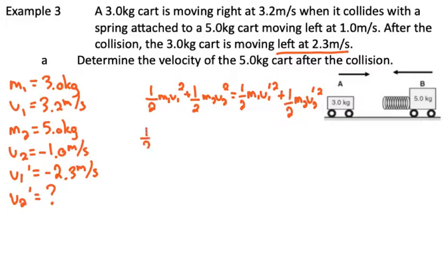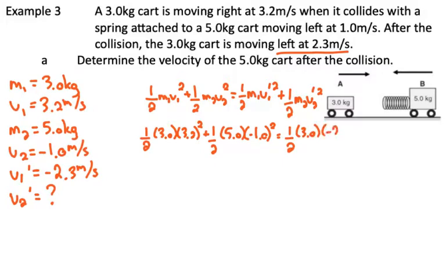Substituting in, m1 is 3 kgs, v1 is 3.2 meters per second, m2 is 5 kgs, v2 is negative 1 meters per second, m1 again 3.0, v1 prime negative 2.3 meters per second, that will be squared, plus 1/2 m2 is 5 kgs, and v2 prime squared, because that's what we're trying to solve for.